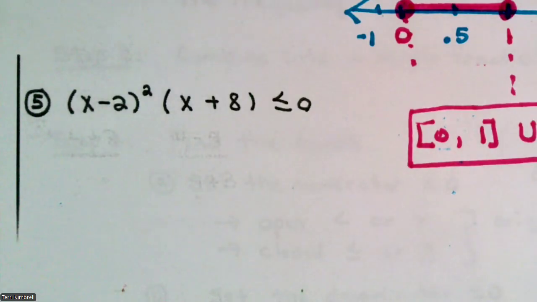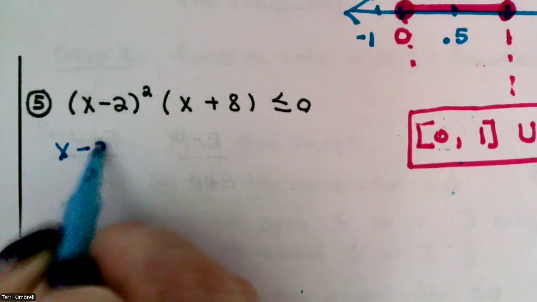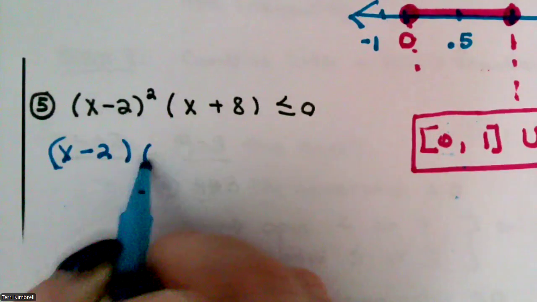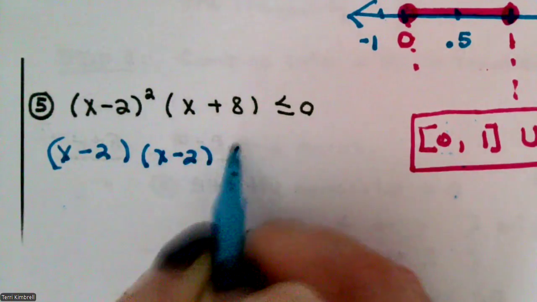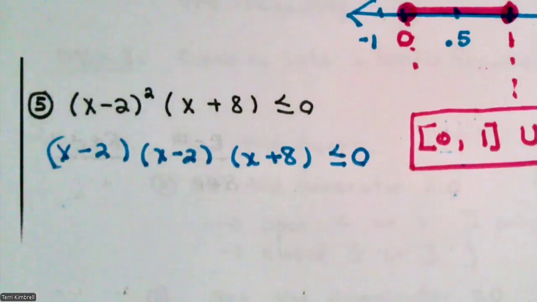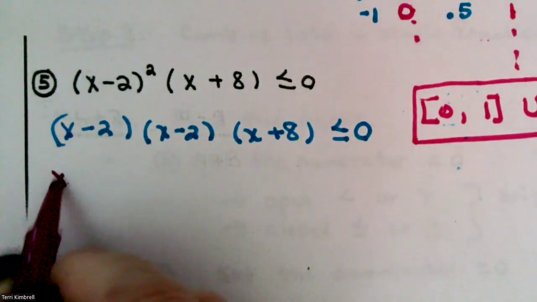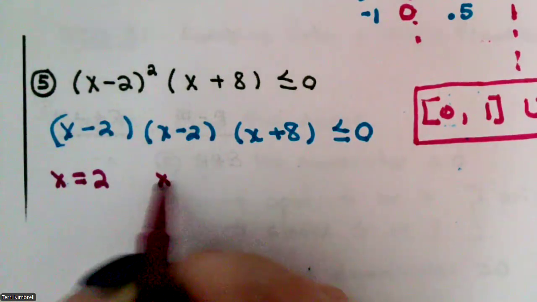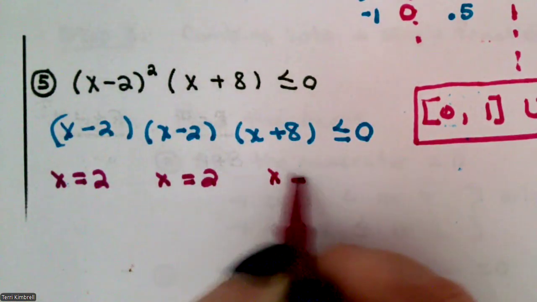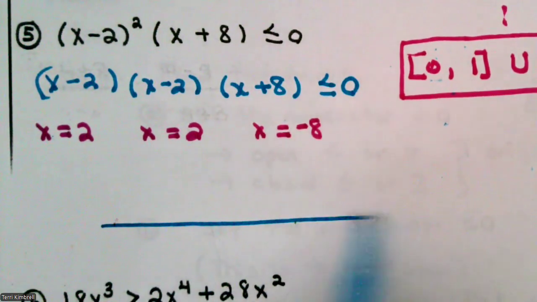Okay, so resuming at number 5, x minus 2 to the second just means that you have 2 of those factors because you're just squaring. So when I split those apart, I'm going to have a 2 and 2 and -8. Okay, so now I'm ready to draw the number line.